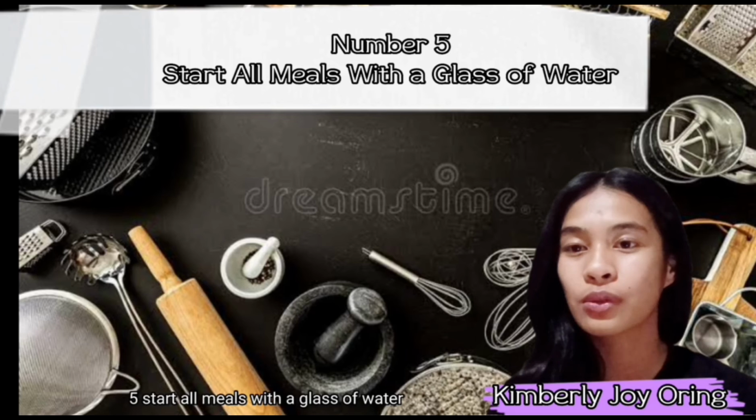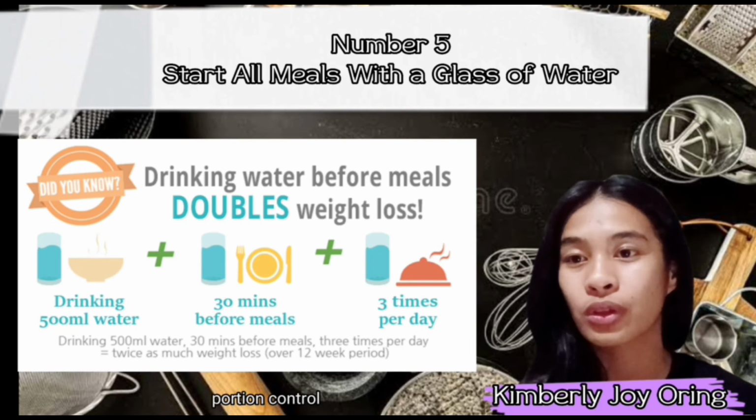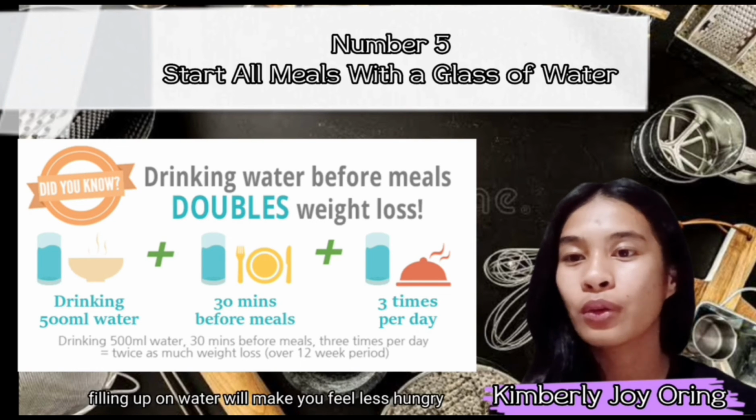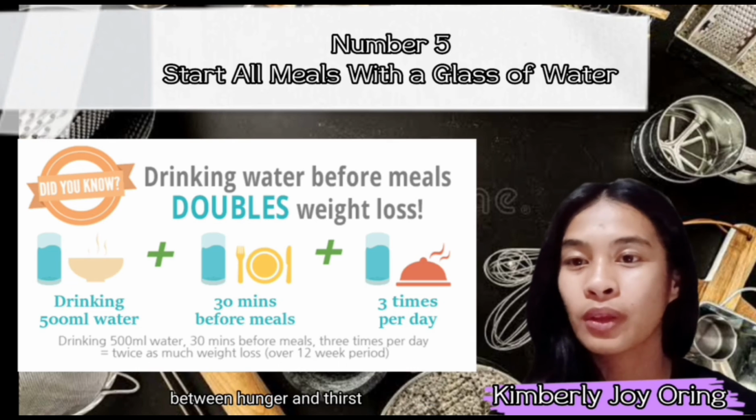Start all meals with a glass of water. Drinking a glass of water up to 30 minutes before a meal will naturally aid portion control. Filling up on water will make you feel less hungry. Being well hydrated also helps you distinguish between hunger and thirst.